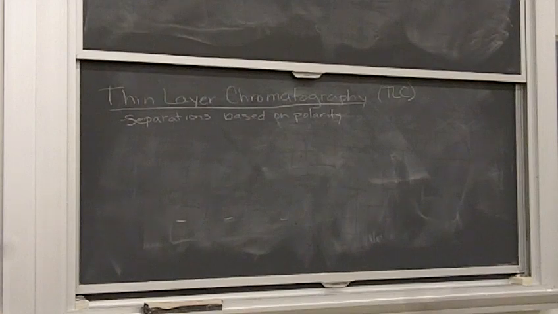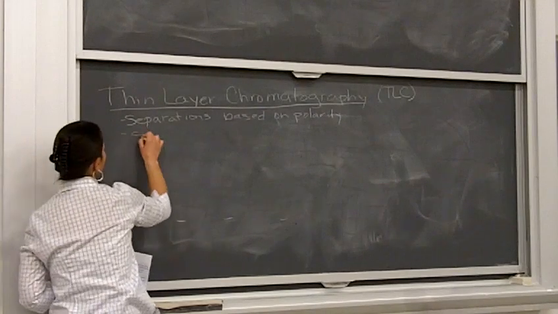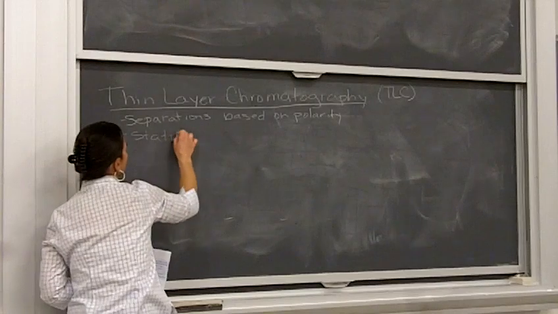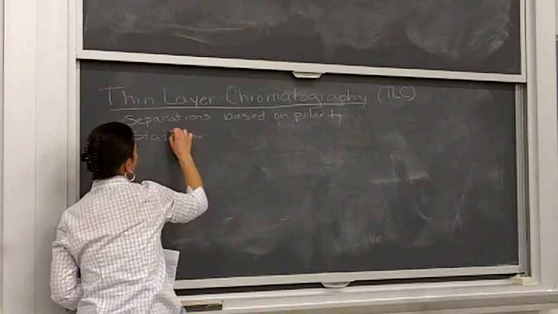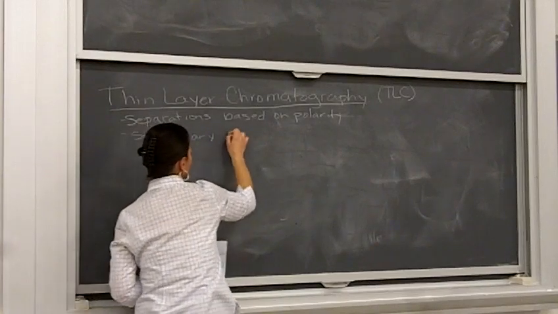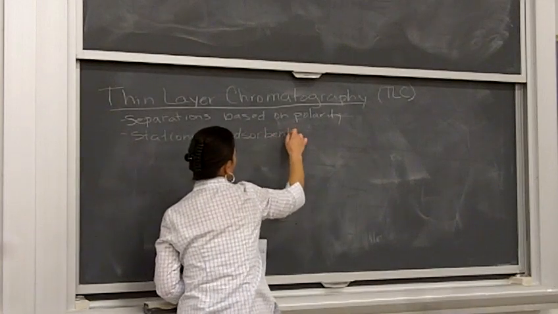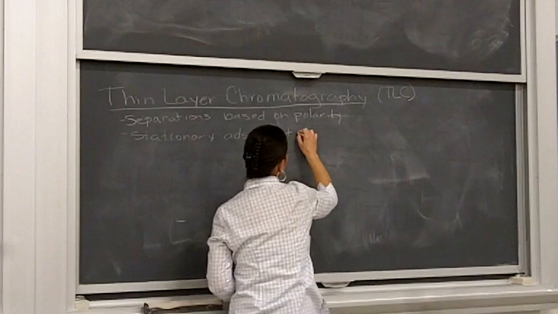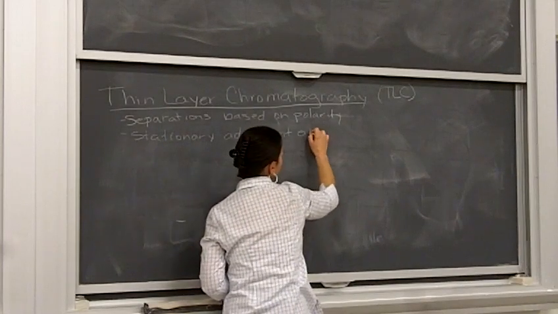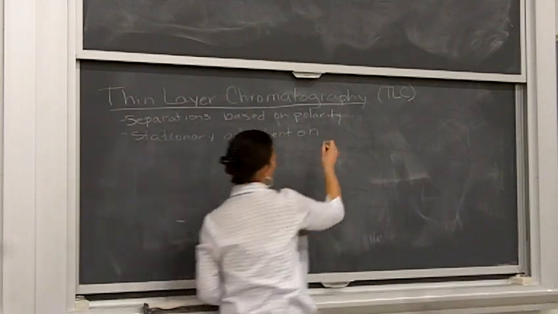So with chromatography, what are the two pieces we always have? Stationary phase, mobile phase, okay? Your stationary phase is some sort of adsorbent, okay? And I'll talk about that here in a second. On like some sort of support.